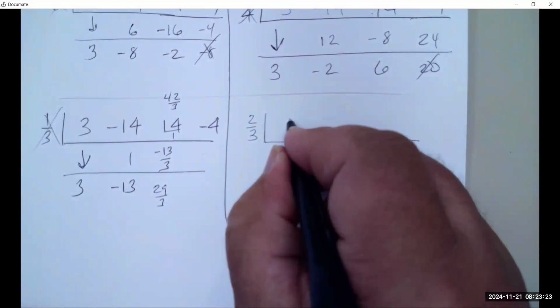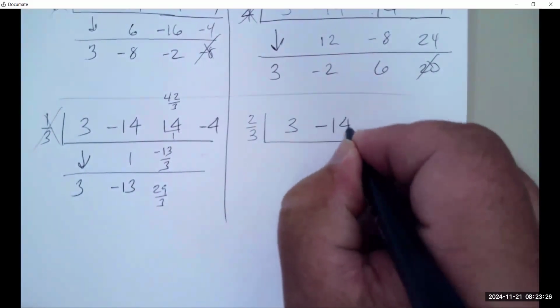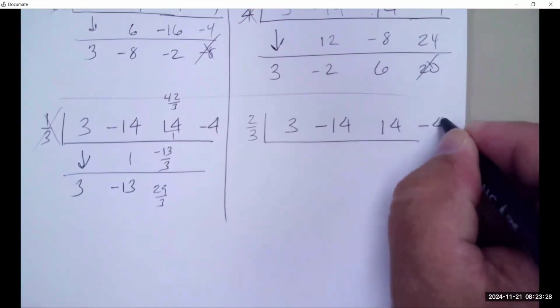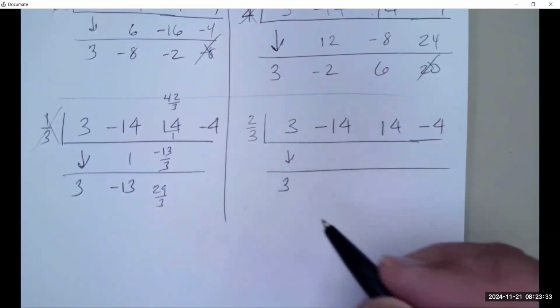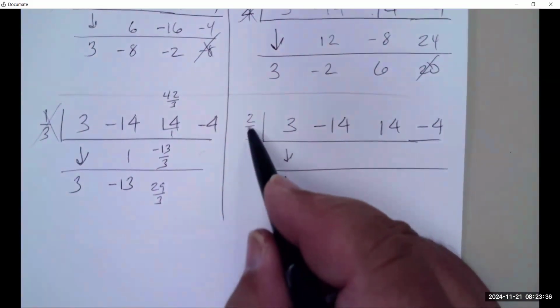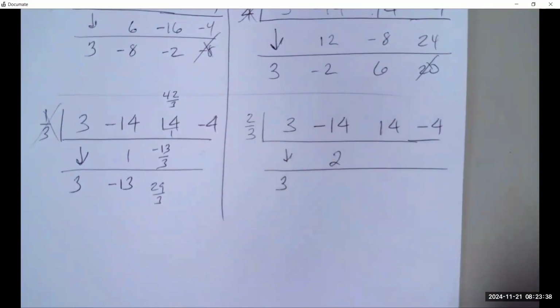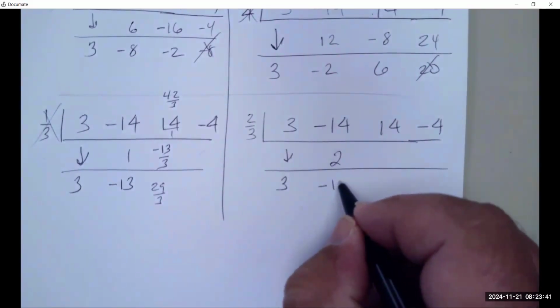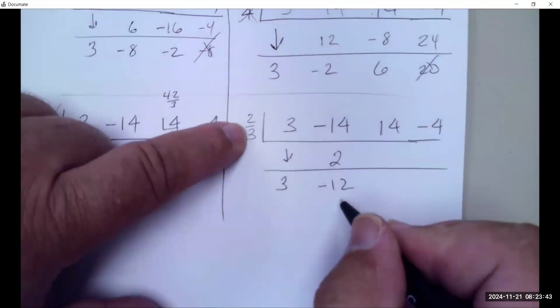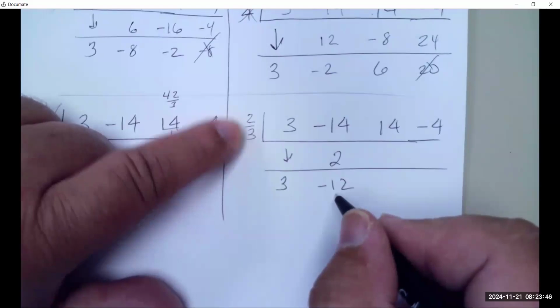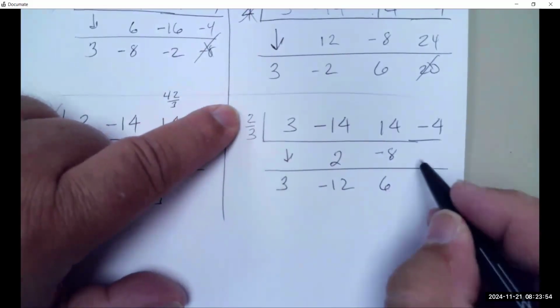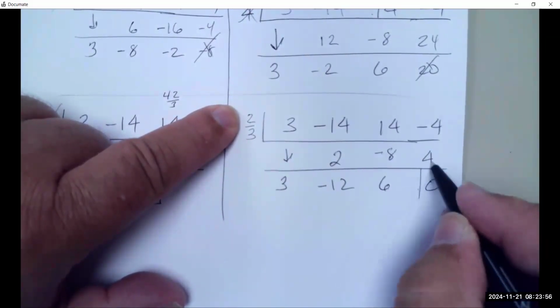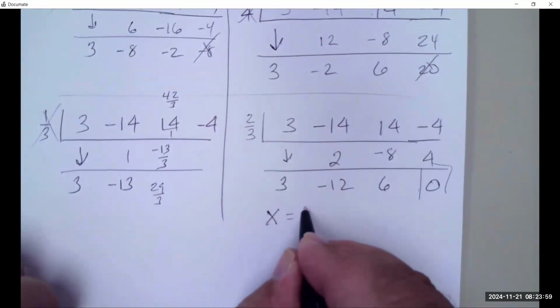2/3. 3, -14, 14, -4. Bring down the 3. 2/3 times 3 is 2. 2 minus 14 is -12. -12 divided by 3 is -4. Times 2 is -8. Plus 14 is 6. 6 divided by 3 is 2. Times 2 is 4. So the second intercept is at 2/3.